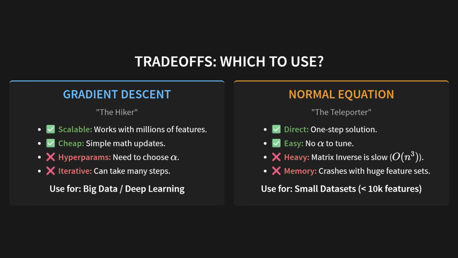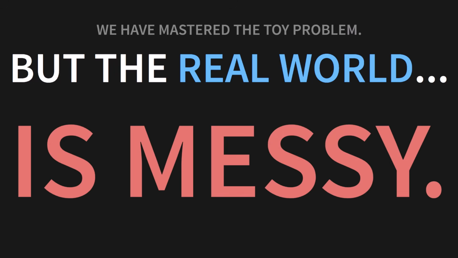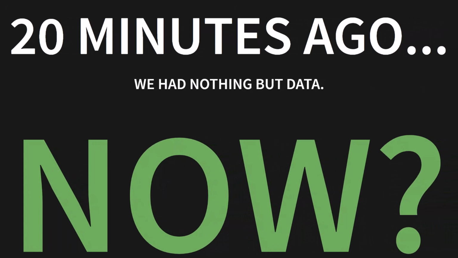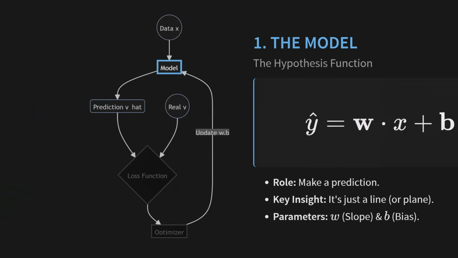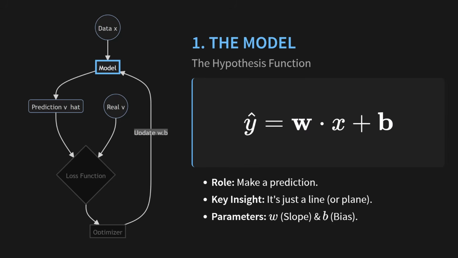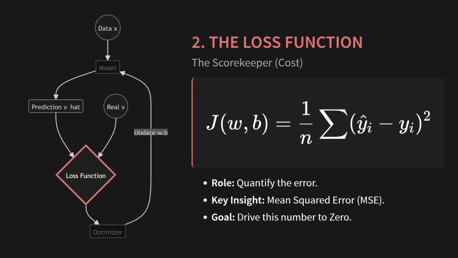So there we have it. We can find the optimal line by walking down the hill, or by teleporting there instantly. 20 minutes ago, we had nothing but data. And now we have an engine. This diagram shows the entire machine learning loop. Data goes into the model, the model makes a prediction, the loss function scores how wrong we are, and the optimizer updates the parameters to make it better.